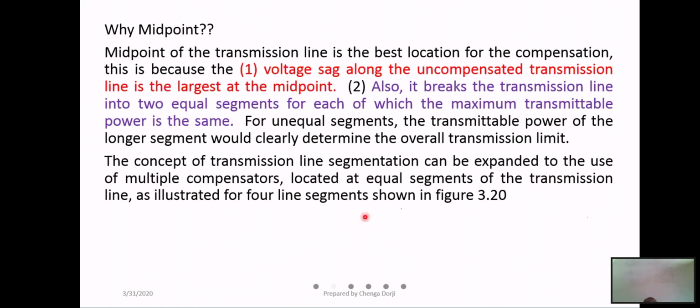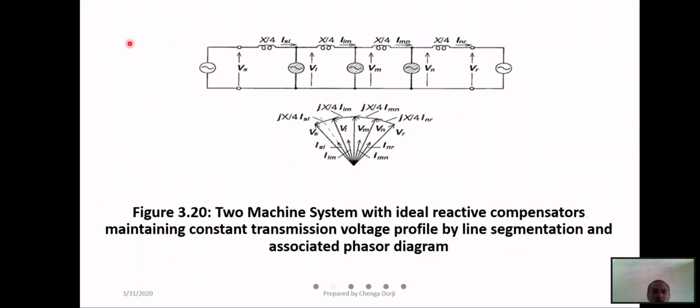Now you can use this concept of transmission line segmentation and expand it to multiple line compensators. At equal segments, you can use compensator 1, compensator 2, compensator 3 to do the compensation of the line. So the line is divided into 4 and then you do the compensation.